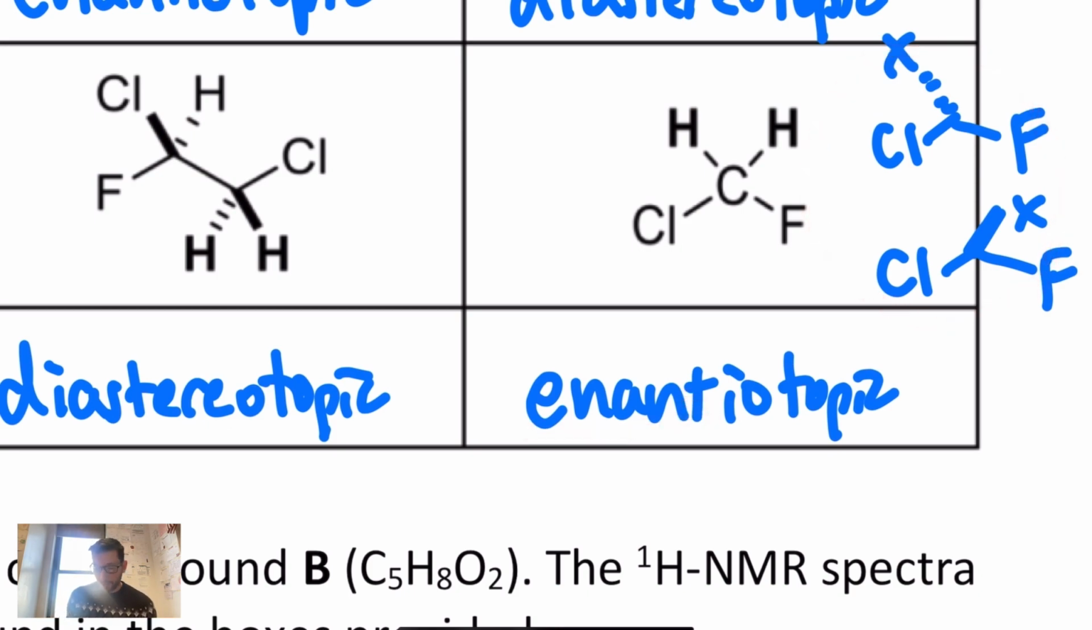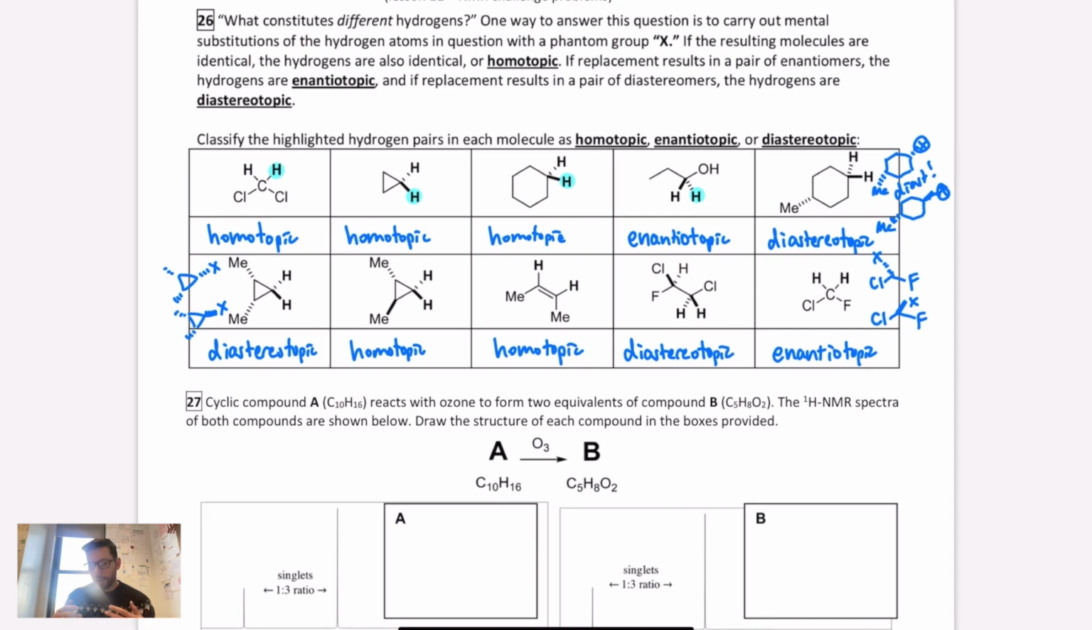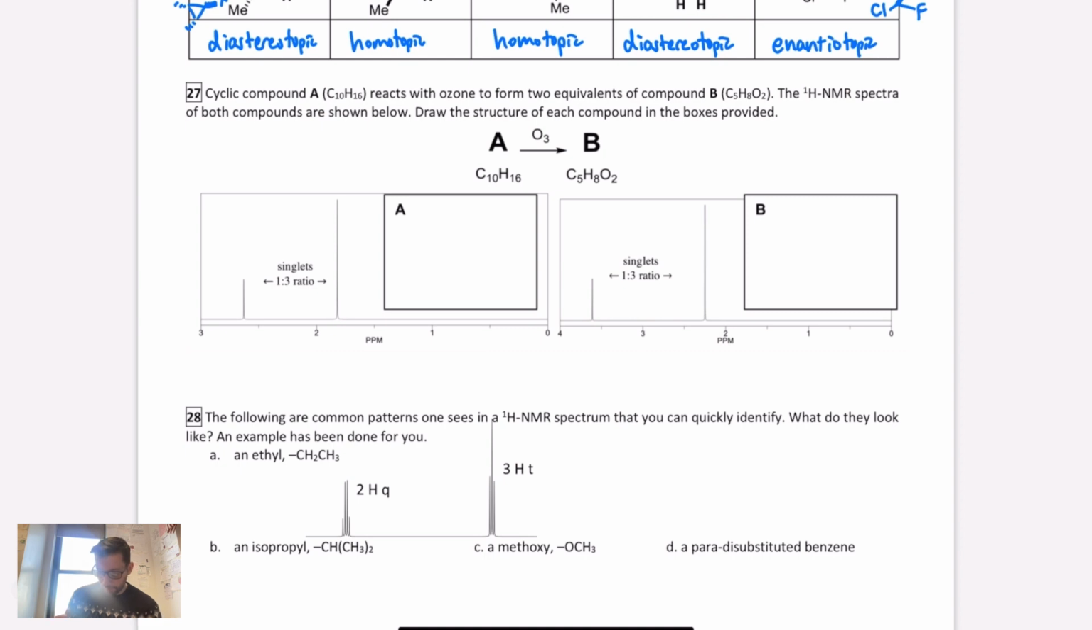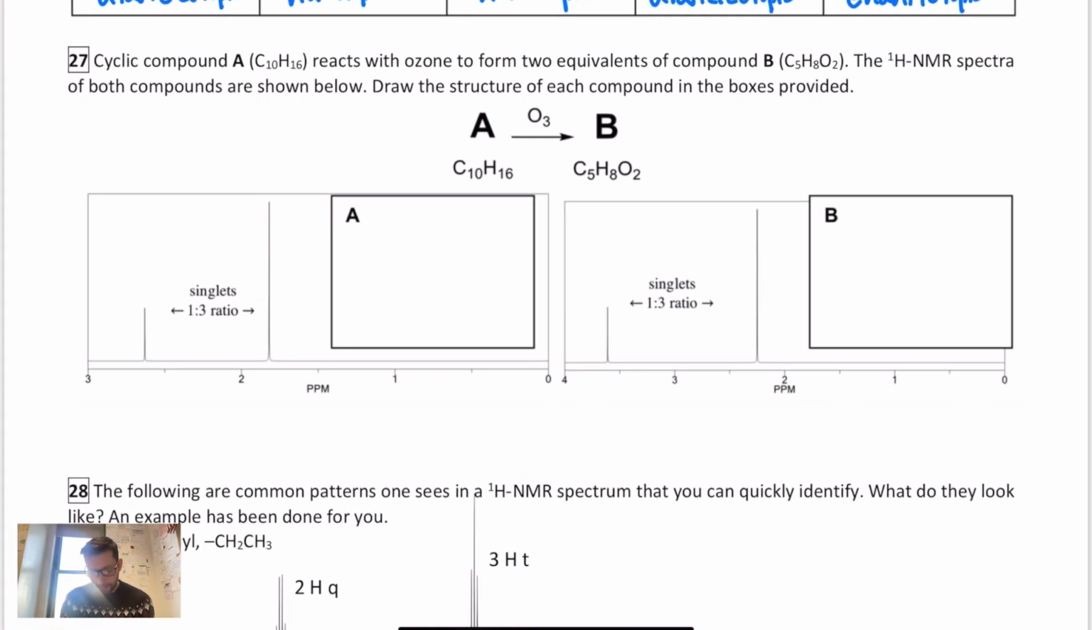These are just ways for chemists to describe a pairing of hydrogens when you're looking at how they show up in an NMR spectrum. They sometimes end up becoming non-equivalent because of other aspects of asymmetry in a molecule. So it's just some language. Okay, the rest of this page are just a couple of more challenging questions related to structure determination.